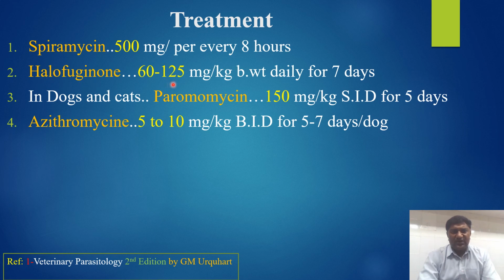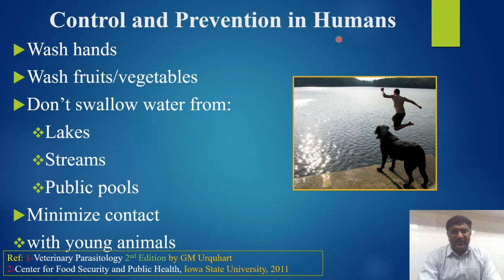halofuginone, 60 to 125 milligrams per kg body weight daily for 7 days in dogs and cats; paromomycin, 150 milligrams per kg body weight as a single dose for 5 days; and azithromycin, 5 to 10 milligrams per kg twice a day for 5 to 7 days for dogs. Control and prevention in humans: wash the hands properly, wash fruits and vegetables, don't swallow water from lakes, streams, or public pools, and minimize contact with young animals.